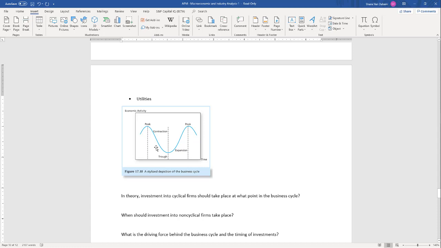So investors should invest in cyclical firms around the trough. Where should investment into non-cyclical firms take place? That should take place around the peak.